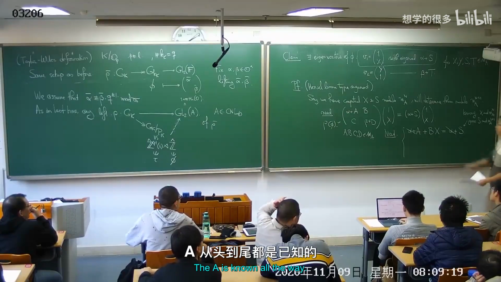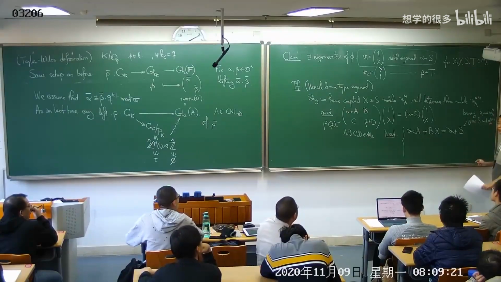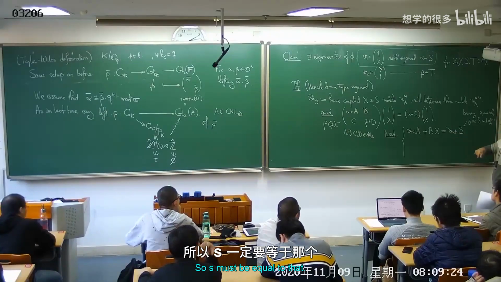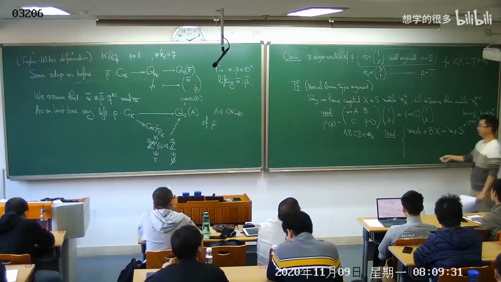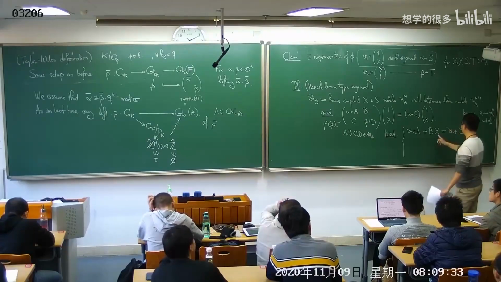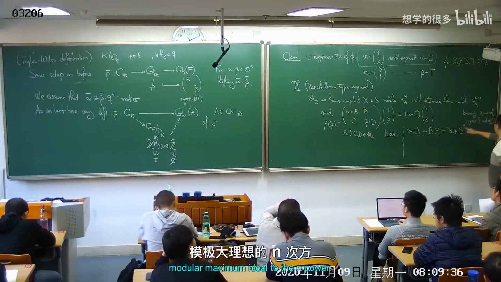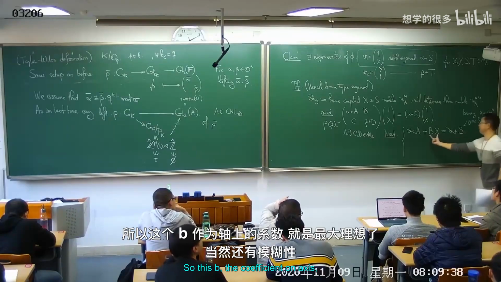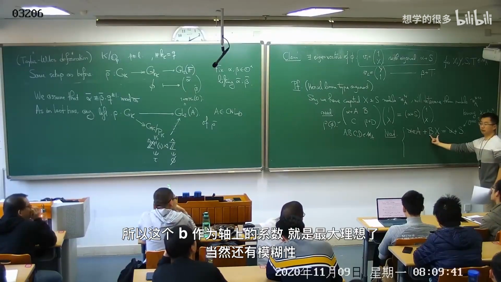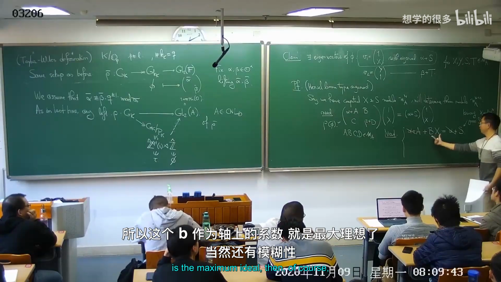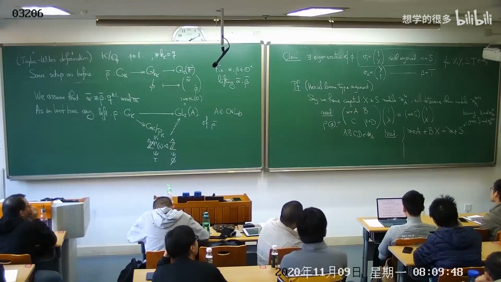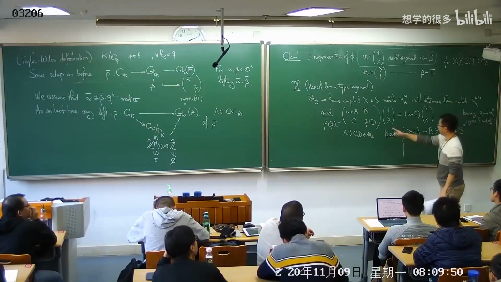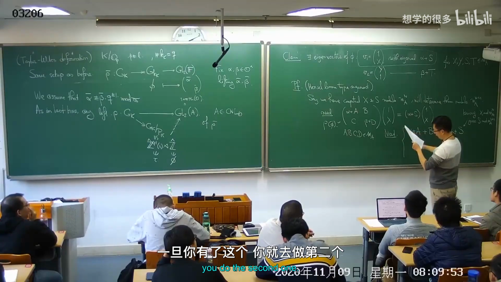So A is known all the way, B is known all the way. So s must be equal to that, and so on. We want to solve this. We know x modulo the maximal ideal to the nth power. But this B, the coefficient on x, is in the maximal ideal, so of course the ambiguity here is modulo the n plus first power. That's the first thing.